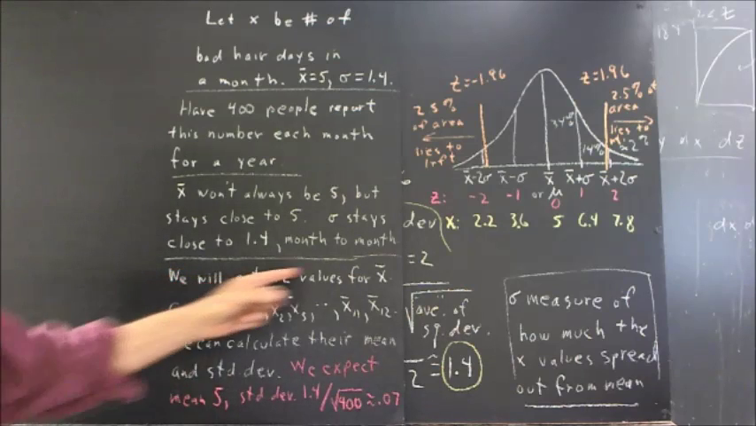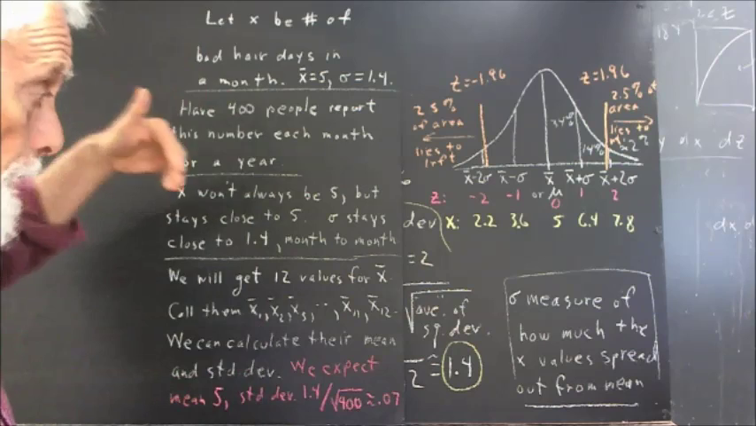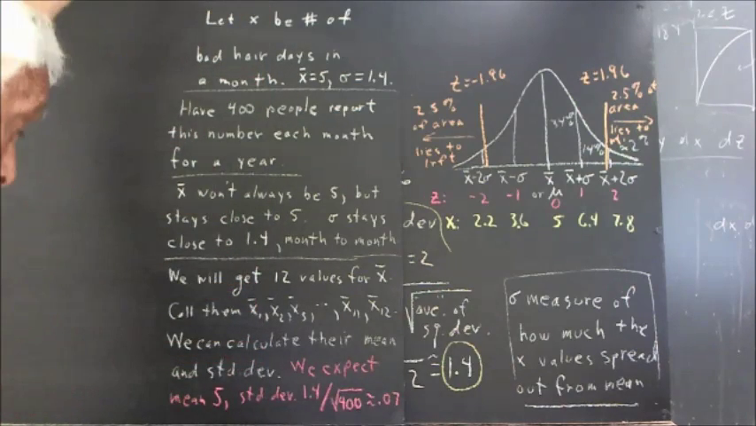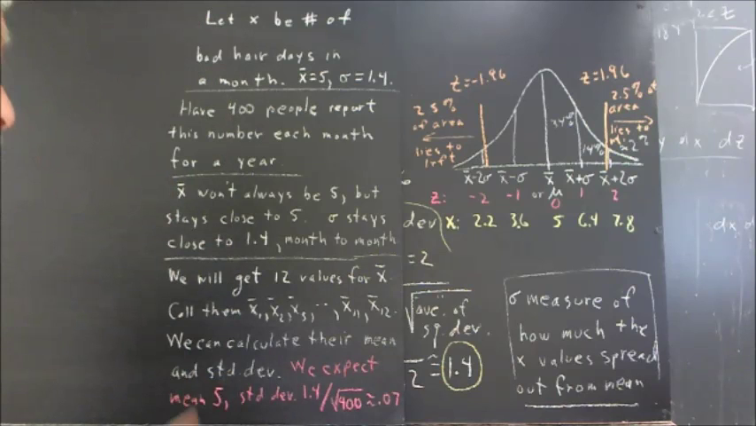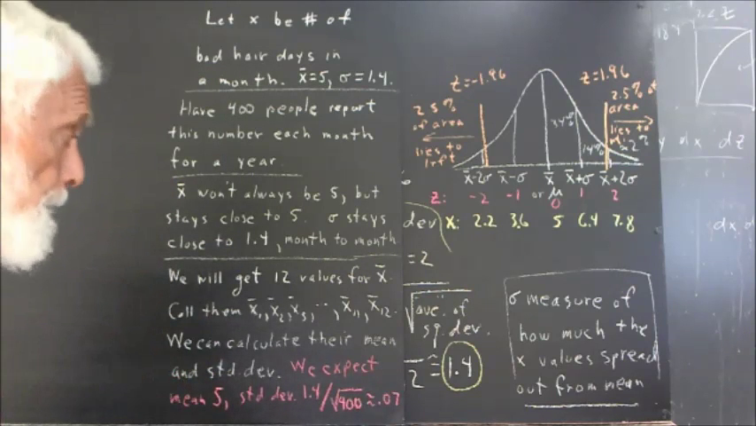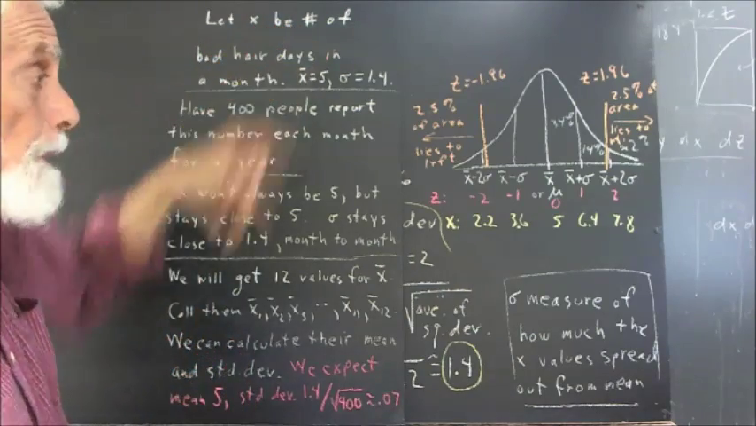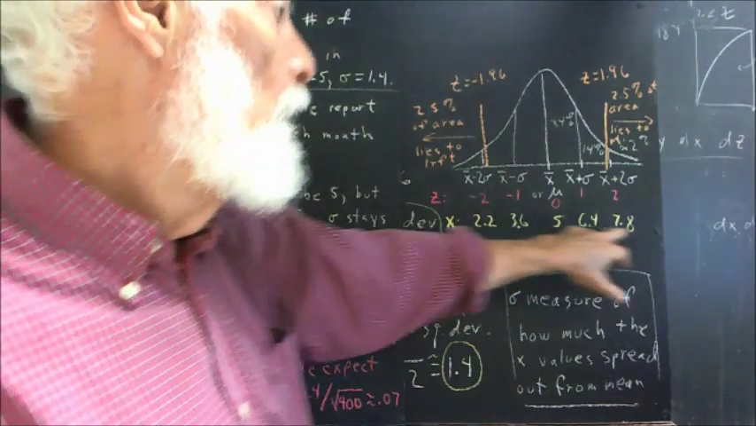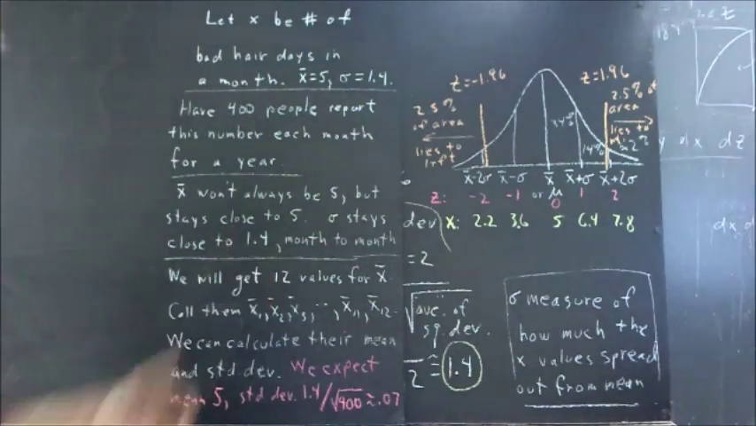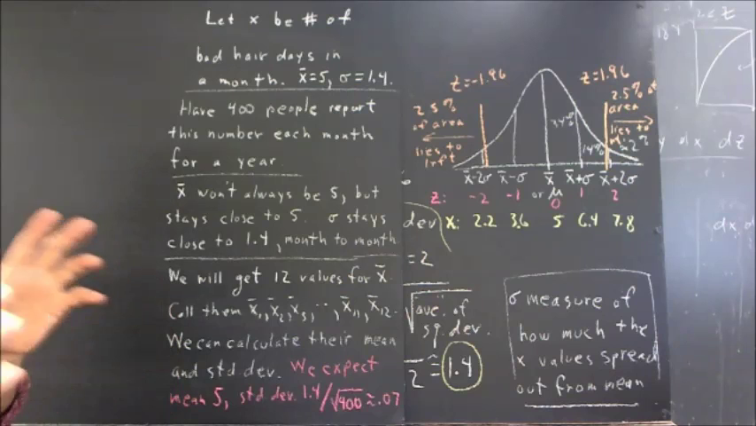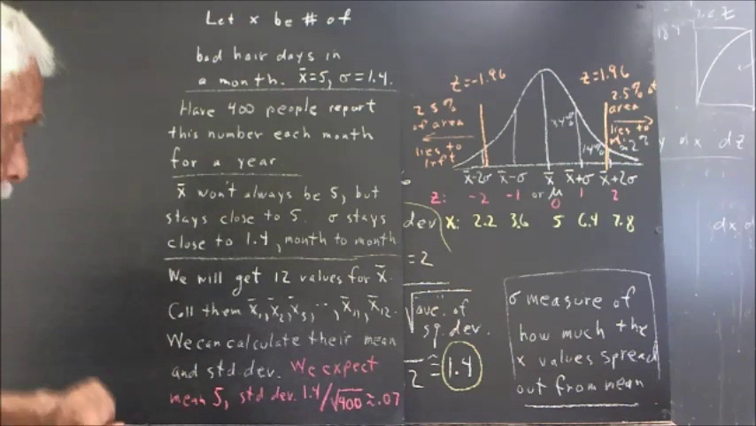Well, then you're going to get 12 values for X bar, one for each month. Each month, all 400 people report their bad hair days. You're going to add all those up, divide by 400 to get a mean. Okay? Those means are going to cluster pretty close to 5. Those means aren't going to go to 2.2 or 7.8. They're going to cluster much closer to 5, and we can figure out how much closer they should cluster to 5, theoretically, in the ideal case.